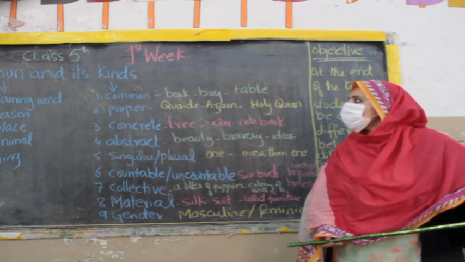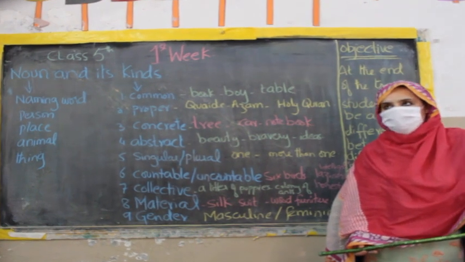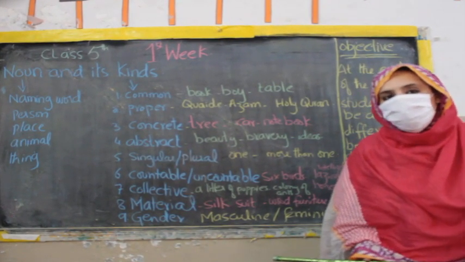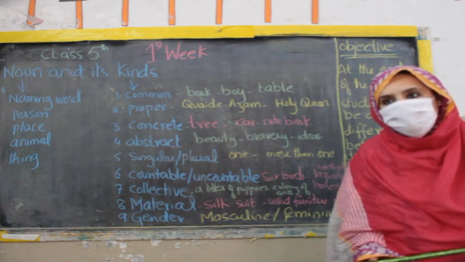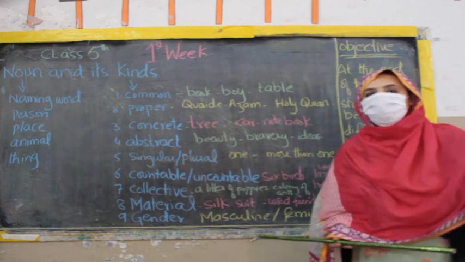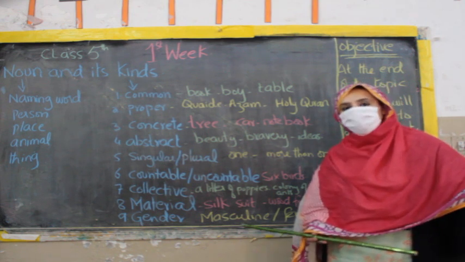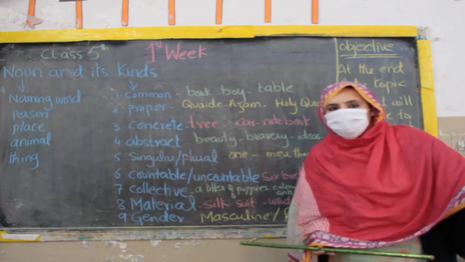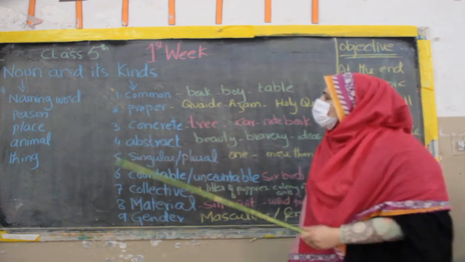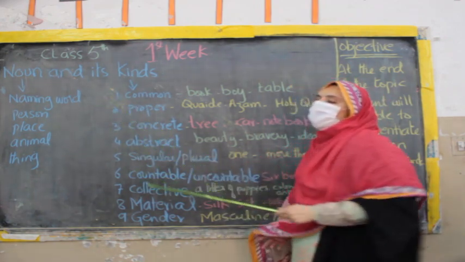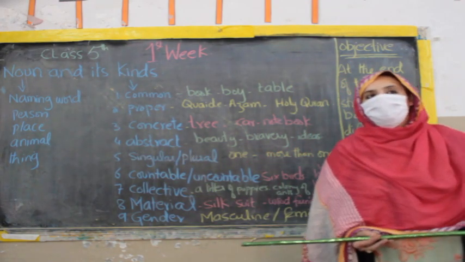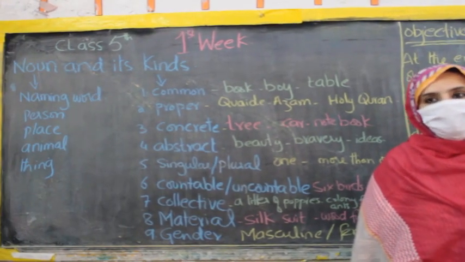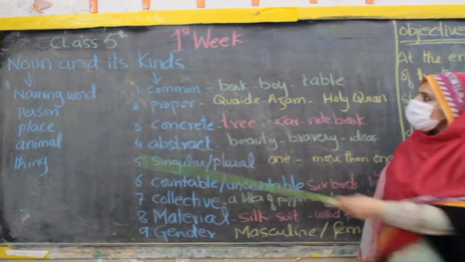Now our very first topic is noun and its kinds. You have come across it till class 4th, and you must have read about noun, and each of you is aware of it and you know very well what a noun is. Whenever I ask the students, all of them shout that noun is a naming word. Naming word means that in this entire world, everything has a name. If a thing has a name, it is called a noun.